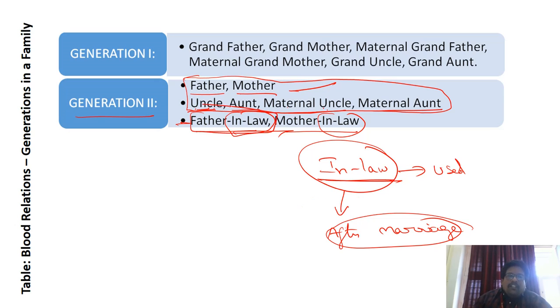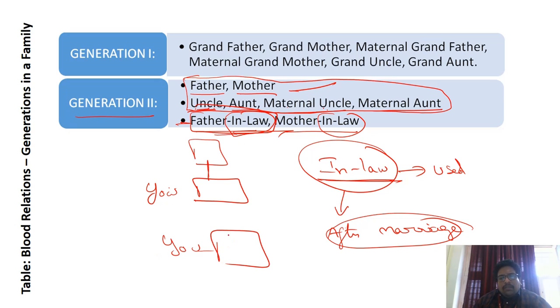Now, father-in-law. Who is father-in-law? This is you. You will get married to a particular person. That person's father is father-in-law. Who is mother-in-law? This is you. You will get married to a particular person. That person's mother is mother-in-law.